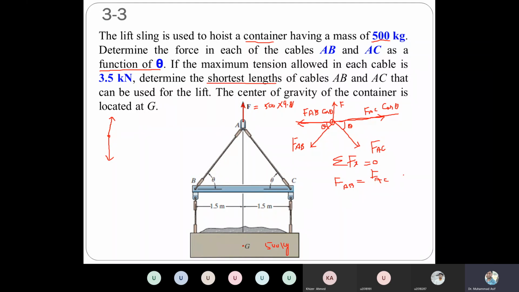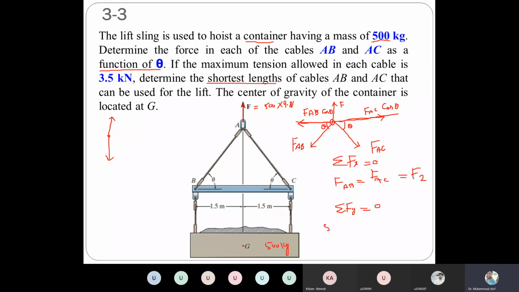Since both forces are equal, let's give that force a name. Let's say that force is equal to F2. Then we apply the second equation, which means the sum of all the forces in the y direction is equal to 0. Then what will happen? What are the components in the y direction? One of them is the weight, and the other is the total F acting in the y direction.